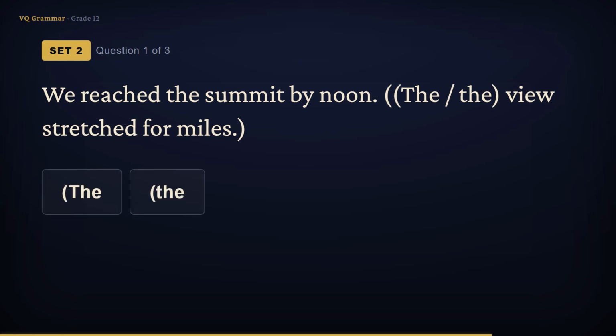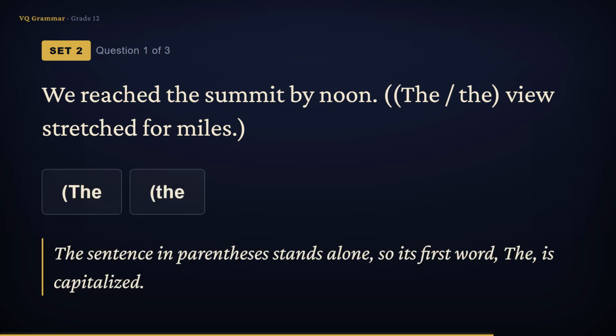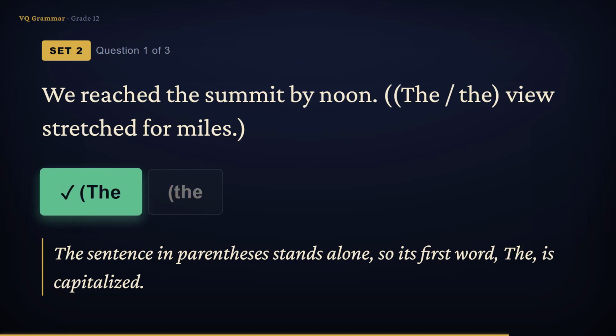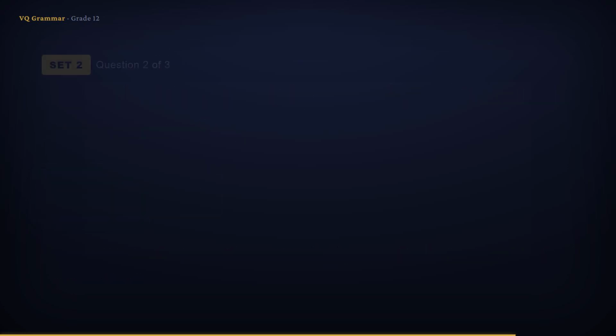We reached the summit by noon. Then, in its own parentheses, blank view stretched for miles. Capital the or lowercase the? The parentheses here hold a complete sentence that stands entirely on its own, outside the sentence before it. A standalone parenthetical sentence gets a capital. Open paren, capital the, view stretched for miles.